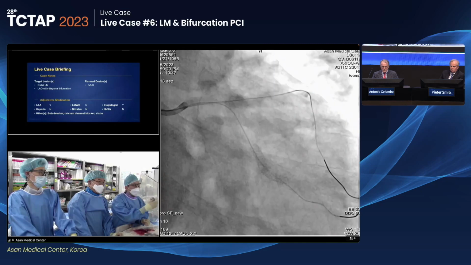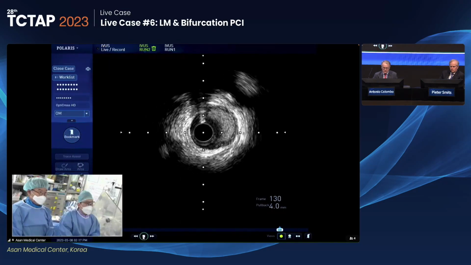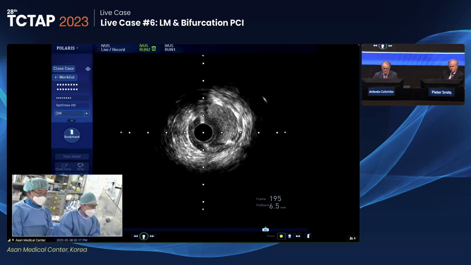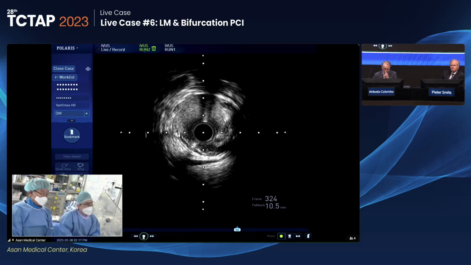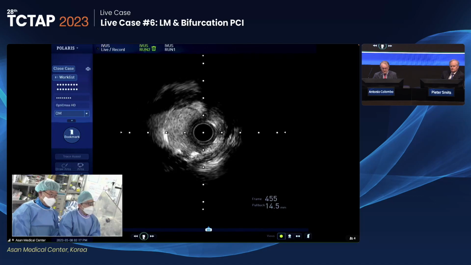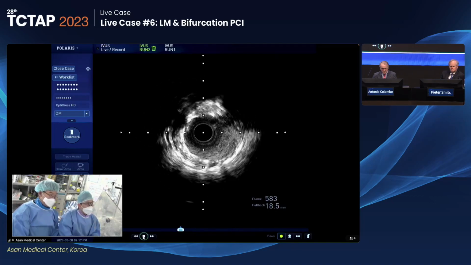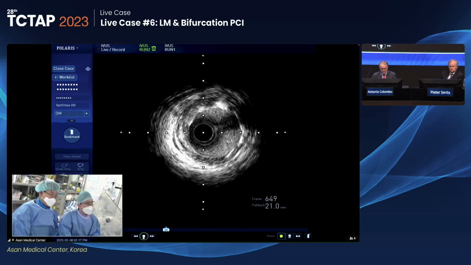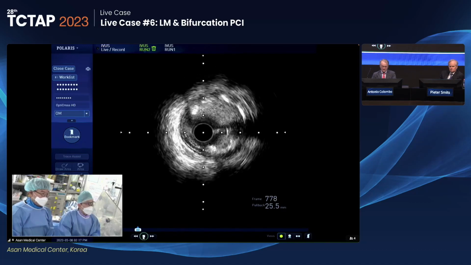OM to left main. Here is the IVUS at distal OM, and I placed a 2.75 stent by 20 millimeters, sorry. And this is the OM, another OM branch. And here you can see the calcification. Another OM branch came in.